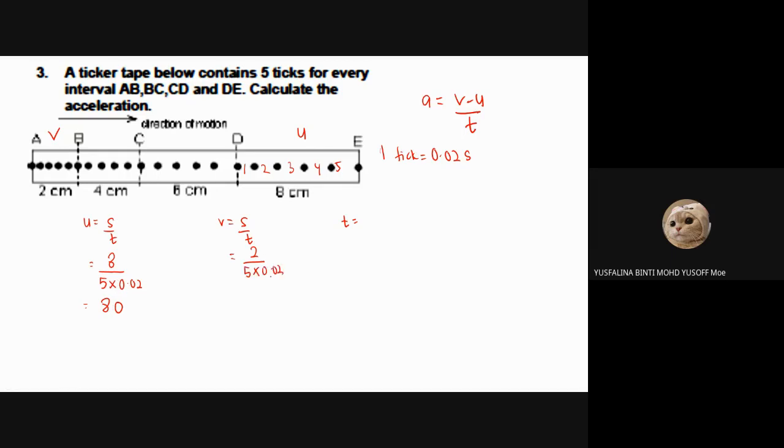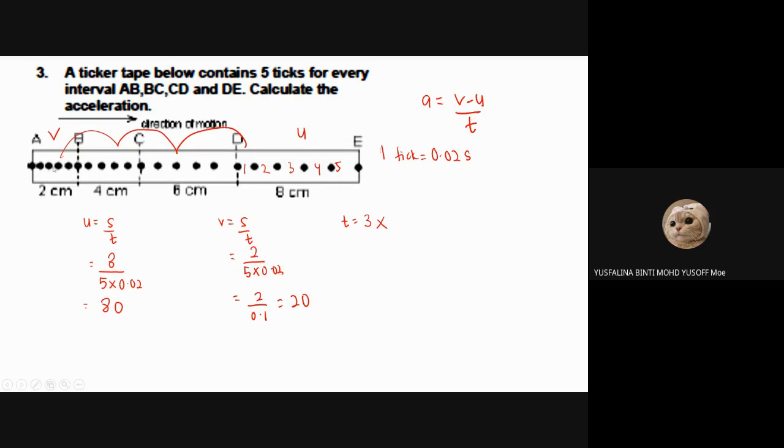Okay, so you get to 0.1, so you will get 20. For the time you want to calculate the acceleration, this one you have to jump. 1, 2, 3. So jump, 1, 2, 3. So 3 times. So you have to count how many ticks inside for each part.